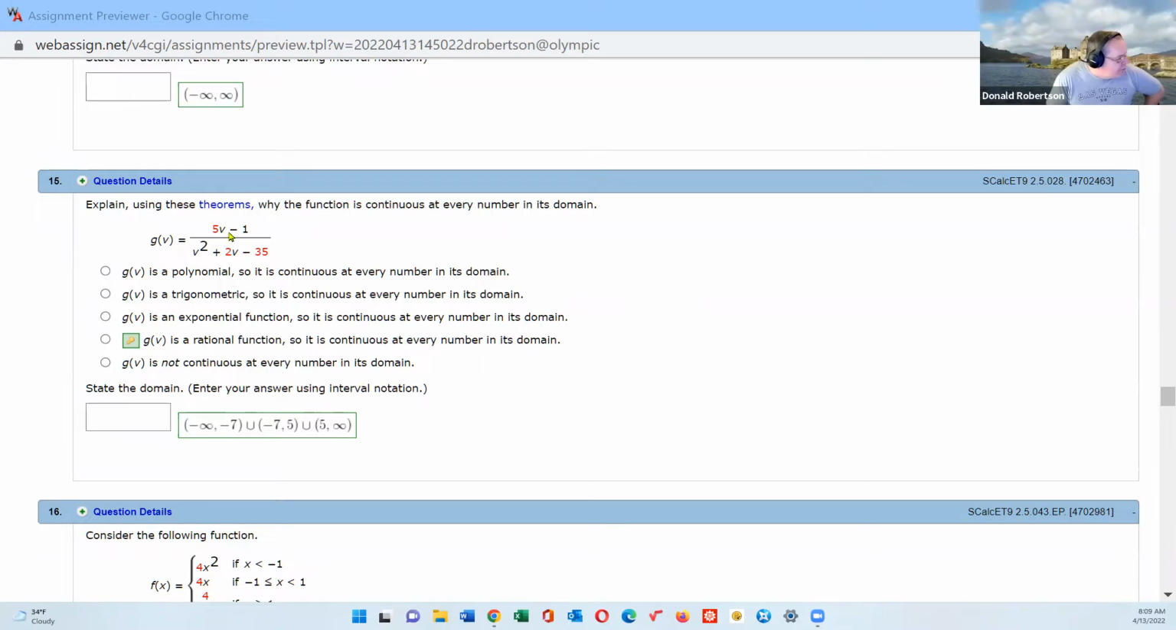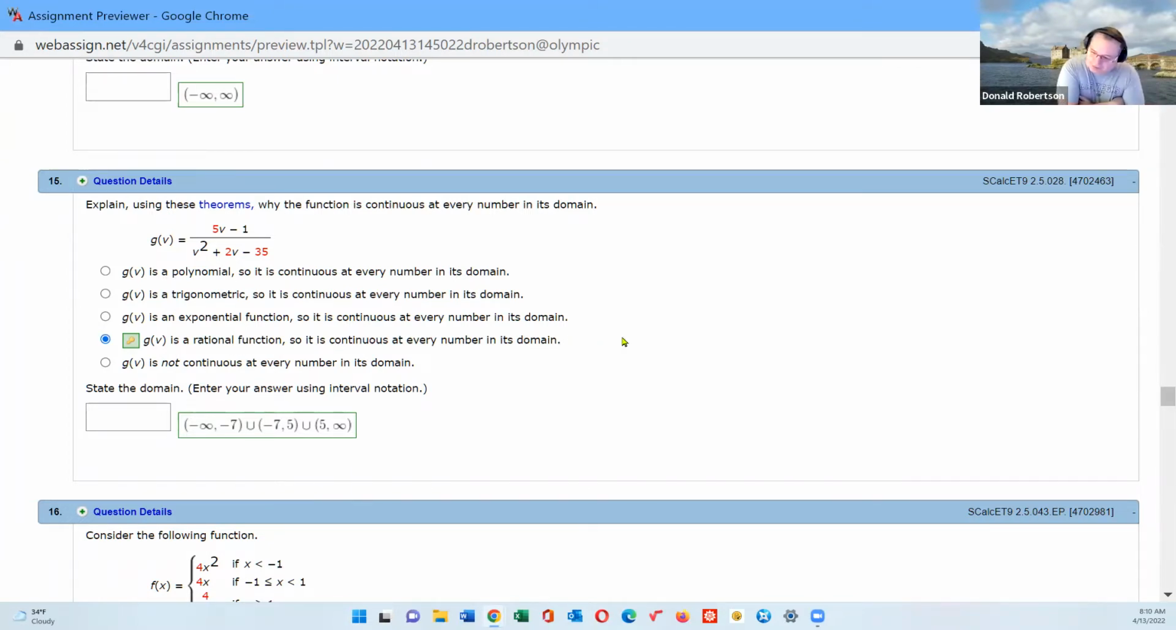Here is the guy they're talking about. If you click on that, it'll give you a list of the theorems, but most of them say that a function is continuous on its domain. So a polynomial is continuous on its domain, a rational function, a radical function. All of them are continuous on their domain, which means they're continuous as long as you can find the value of the function at that point. That's the best way to phrase it. So in this question here, the correct answer was that one. G of v is a rational function, so it's continuous at every number in its domain.